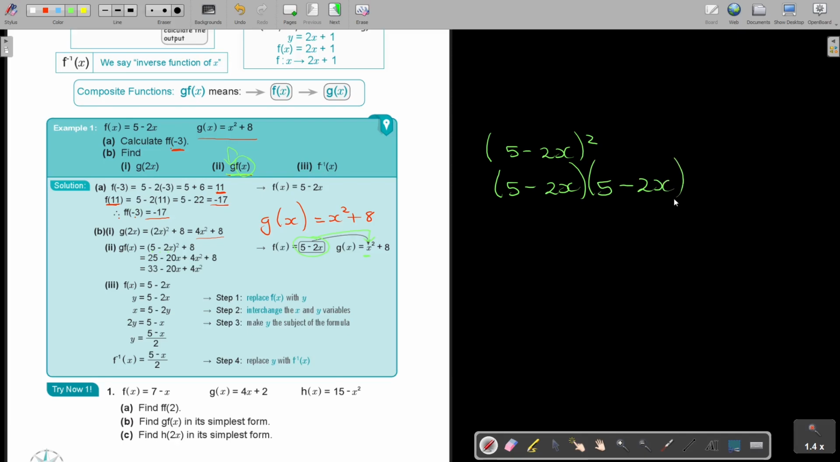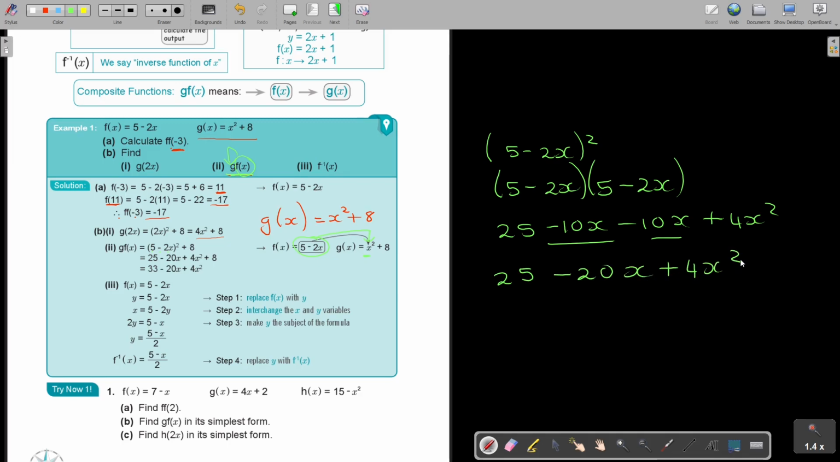So it's 5 times 5, it's 25. 5 times this is negative 10x, plus 4x squared. And these are my like terms. So it's 25 minus 20x plus 4x squared. And that's what I substitute there, and then plus 8.